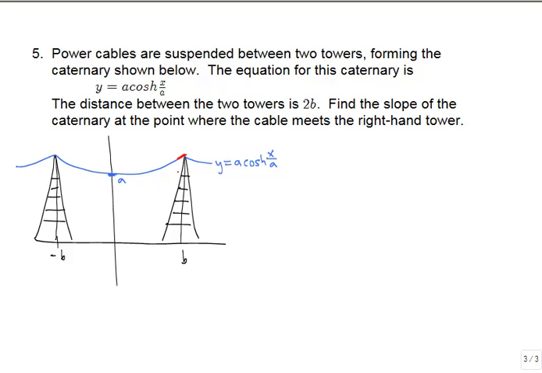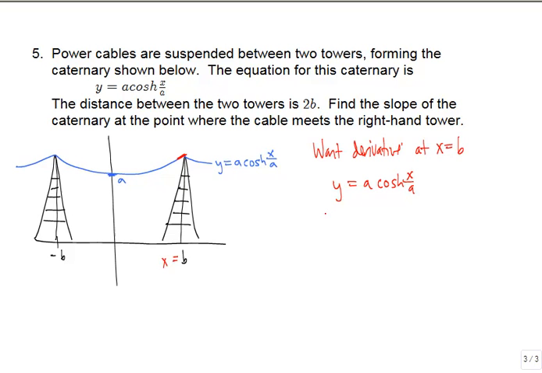Okay? Well, what is slope? Slope is a derivative. So basically, we need to know the derivative at that point. That's what this is asking for. So we want the derivative at this point, which is when x is what? Well, at the top of that tower, x is b. So we want the derivative at x equal to positive b. So here's my function. This is the equation of that catenary.